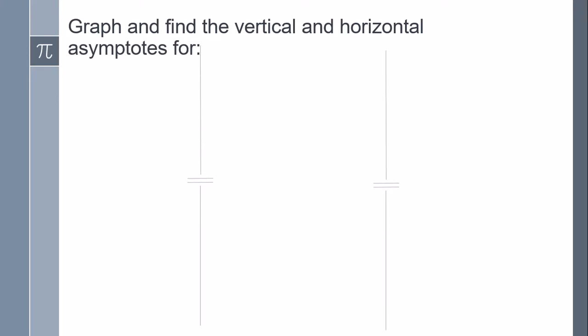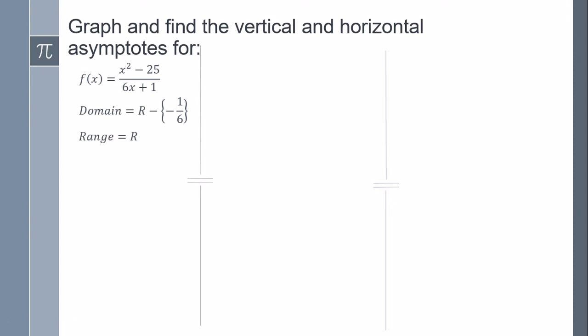Okay, in this exercise we're going to graph and find the vertical and horizontal asymptotes for this function here. In order to graph, the first thing I'm going to do is find the domain, which values x can take. We realize that x cannot be minus 1 over 6, because then minus 1 plus 1 is going to be 0, and it's going to be indefinite.